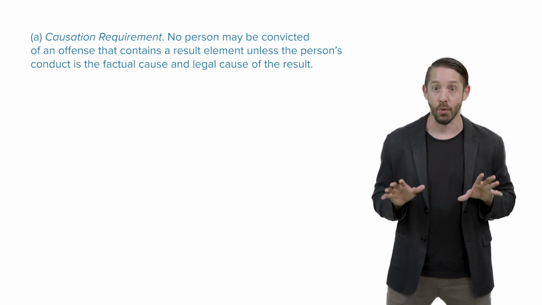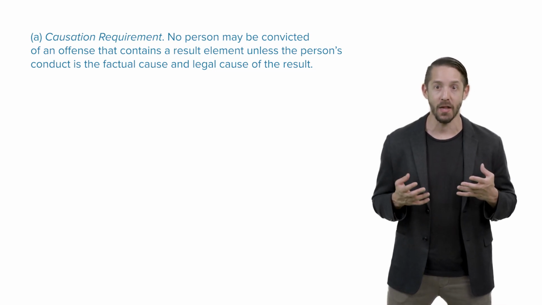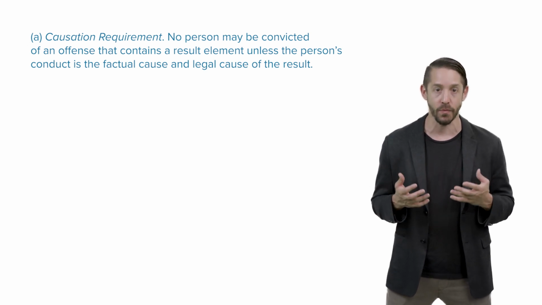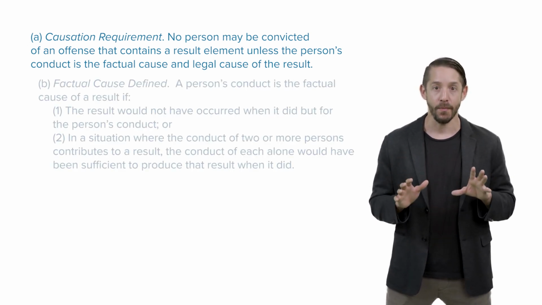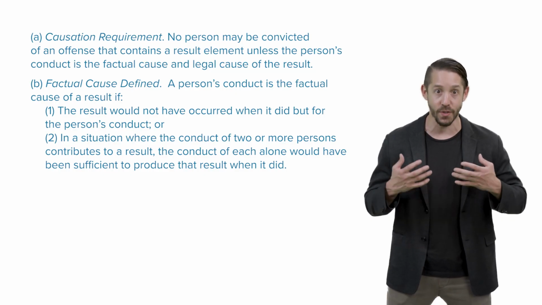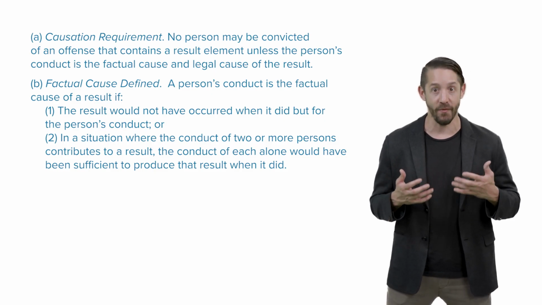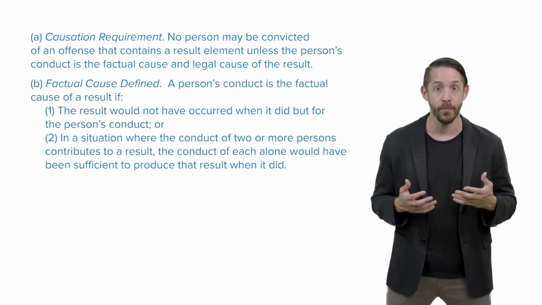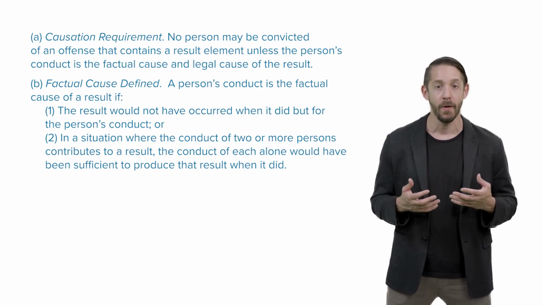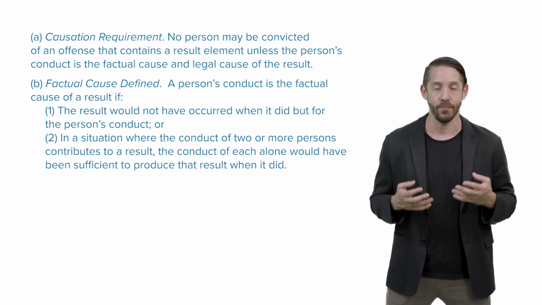Section A, causation requirement. No person may be convicted of an offense that contains a result element unless the person's conduct is the factual cause and legal cause of the result. Section B, factual cause defined. A person's conduct is the factual cause of a result if 1. The result would not have occurred when it did, but for the person's conduct, or 2, in a situation where the conduct of 2 or more persons contributes to a result, the conduct of each alone would have been sufficient to produce that result when it did.